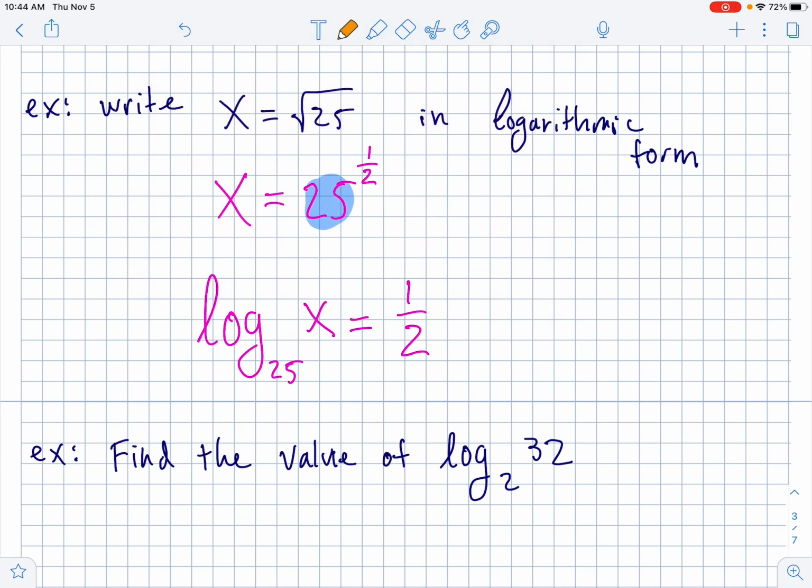I always do a quick spiral on these to make sure I got it right. Like 25 to the 1/2 equals x. Oh yeah, that's the exact same as 25 to the 1/2 equals x. So we're good. We got it. We'll clean up here. That's in logarithmic form.